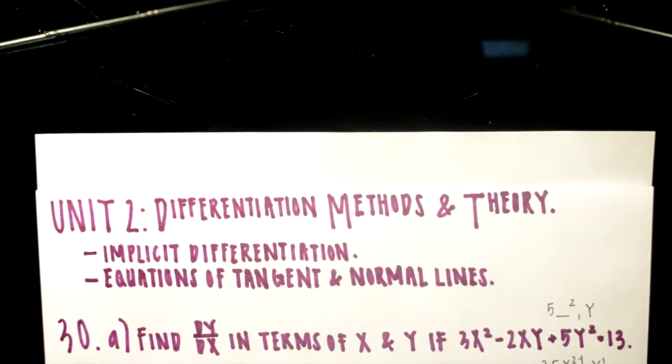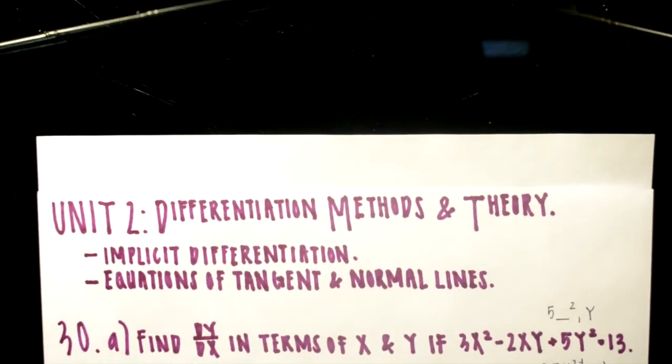So A asks us to find dy dx in terms of x and y if 3x squared minus 2xy plus 5y squared equals 13. Normally when we're asked to differentiate, we're given a function written as y equals something, written explicitly in terms of x. With those types of functions, we just find the derivative with our normal derivative rules, like our power rule, product rule, constant, sum, difference rule, all that.